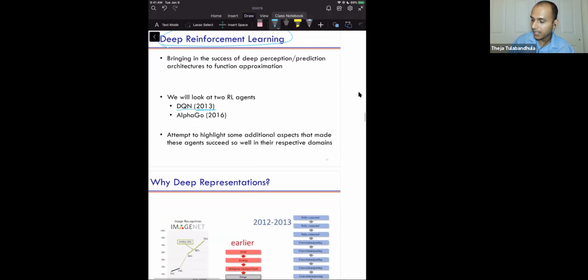It's from 2013, and AlphaGo. In fact, we'll look at AlphaGo Lee, because now there are many variations of AlphaGo Zero, and Alpha Zero, and so on. So what we're going to discuss is one of the first versions, which actually beat the Go player back in 2016. Okay, so those are the two agents we'll see.